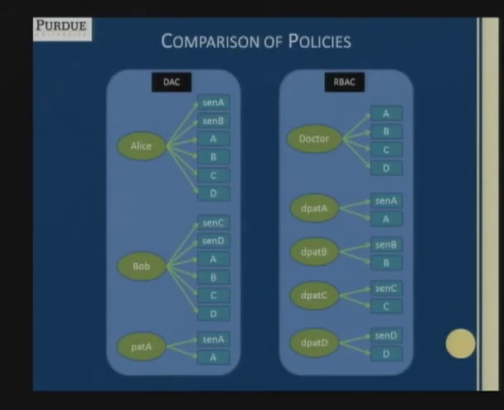Just to further clarify, I'll give a hypothetical scenario. For example, we can implement all the cases only in a DAC policy or only in an RBAC policy, but they have their own issues if you try to implement these requirements in a DAC policy. Here I'm taking a hypothetical scenario that we have 2 doctors, Alice and Bob, and 4 patients, A, B, C, D.